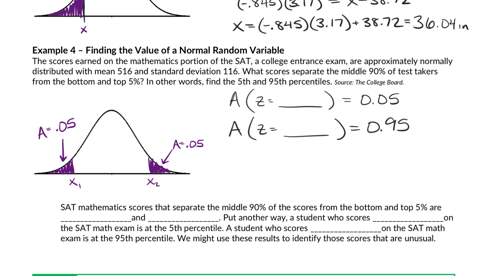So if I'm looking for 0.05, I'm looking for the smallest 0.05, and I see one that says 0.05050, and the next one says 0.04947. So I probably want the number in between those two, yeah? That is row -1.6, and in between column 0.04 and 0.05, which means this number would probably be -1.645.